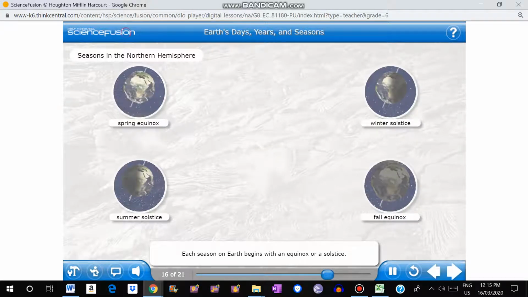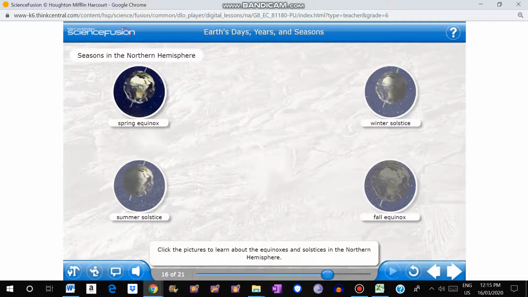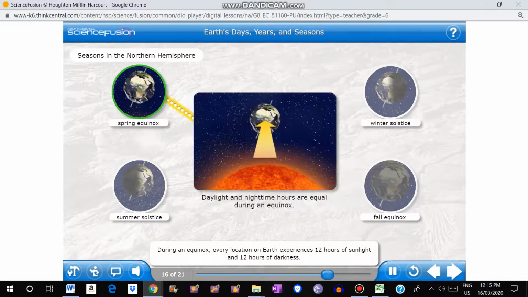Each season on Earth begins with an equinox or solstice. An equinox is a time when neither hemisphere tilts toward the Sun. A solstice is a time when one hemisphere is tilted directly toward the Sun and the other is tilted away. Click the pictures to learn about the equinoxes and solstices in the northern hemisphere. During an equinox, every location on Earth experiences 12 hours of sunlight and 12 hours of darkness.